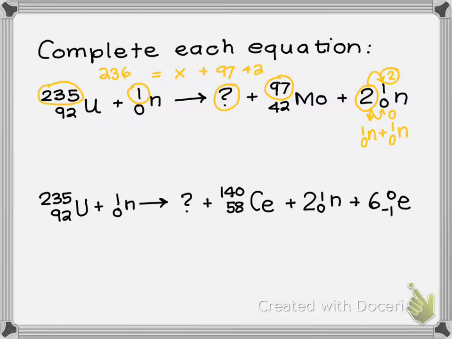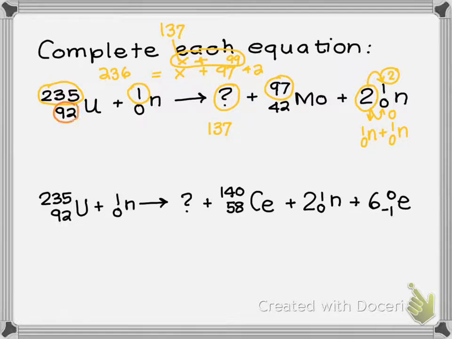So these two together are 99. So what plus 99 gives me 236? And that would be 137. All right, so my x, this number must equal 137, because 137 plus 99 equals 236. And now let's do the same thing with the atomic number.